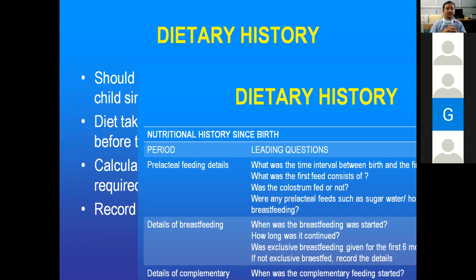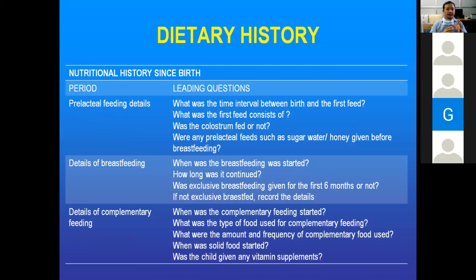Now, dietary history, for example, pre-lacteal feeding details. We can ask what was the time interval between birth and the first feed? What did the first feed consist of? Was the colostrum fed or not? Were any pre-lacteal feeds such as sugar water or honey given before breastfeeding?